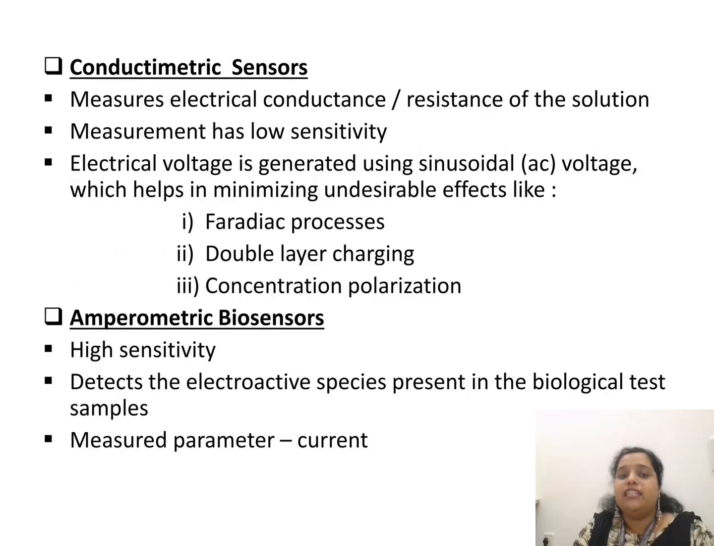So conductimetric biosensor measures basically electrical conduction where double layer charging or processes of concentration polarization can be read. Amperometric is a high sensitivity biosensor where it detects the electroactive species present in the biological test and the parameter that it measures is current. As current is taken in ampere, we term it as amperometric biosensors.